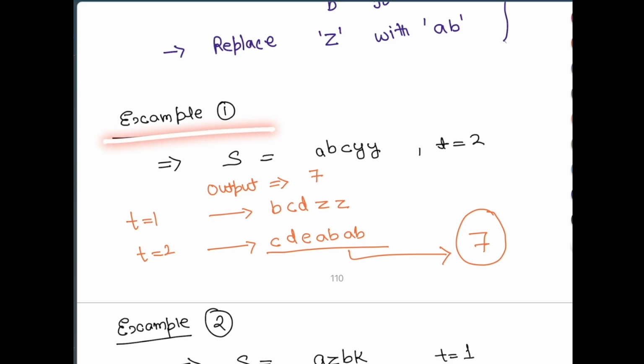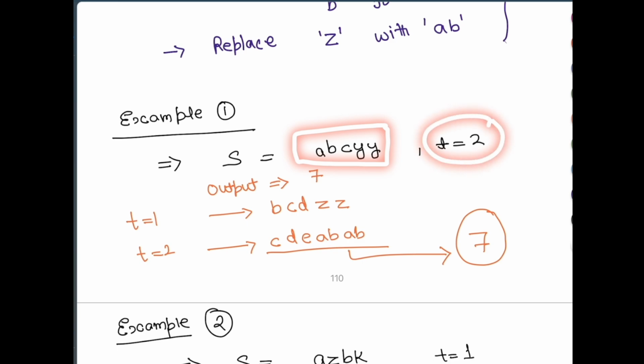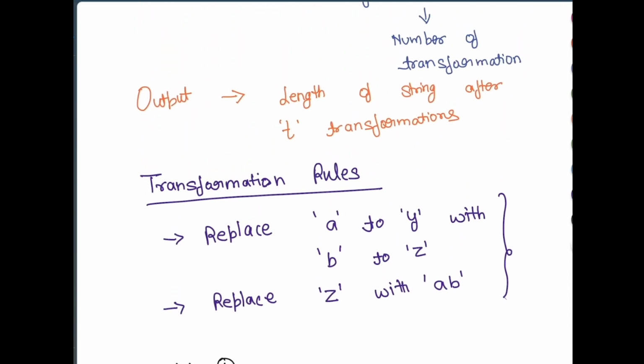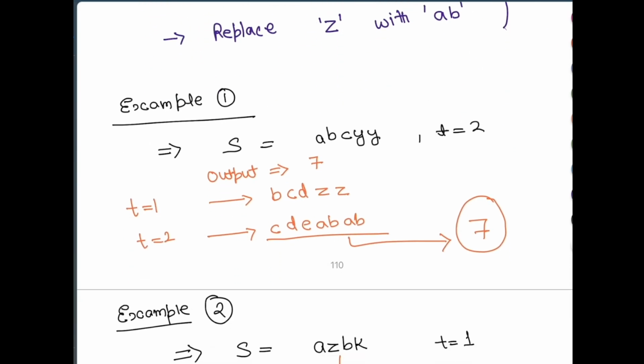Example number 1: the given string s is abcyy, and the number of times we need to do the transformation is t equal to 2. The output in this case is 7. 7 means that after doing the transformations in the string s 2 times, the resulting transformed string has a total of 7 characters, or the length is 7, and that is what we need to output. We need to output the length of the string after t transformations. So the length of this string after 2 transformations is going to be 7.